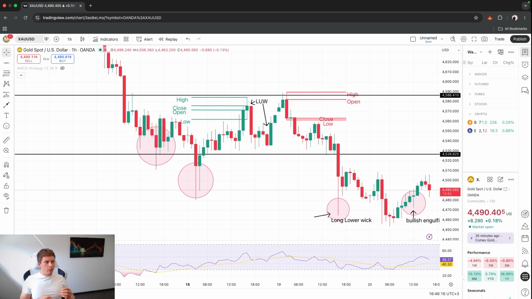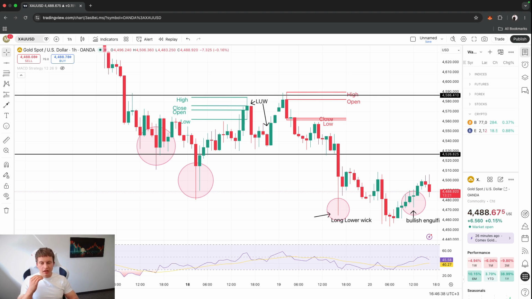Now let's talk about one of the most important parts of candlestick analysis, the wicks themselves. Wicks show you rejection. If you see a candle with a very long upper wick, that means price moved higher, but then sellers aggressively pushed the price back down. And that's rejection from higher prices.